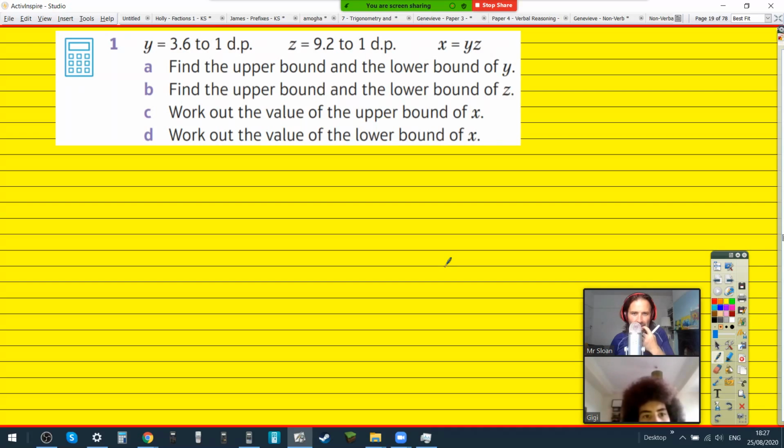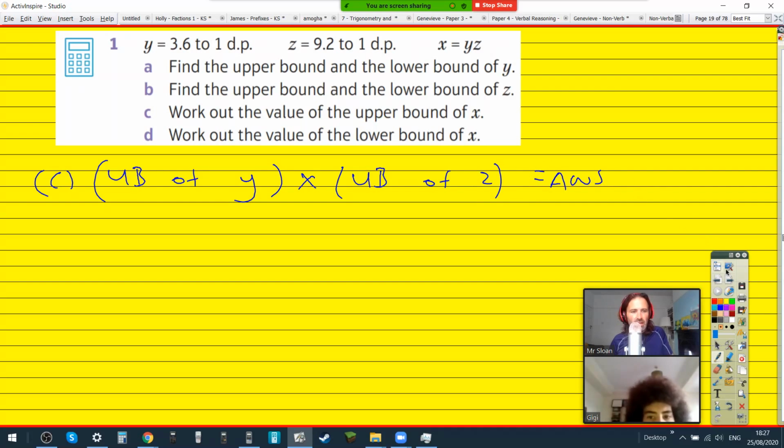Find the upper bound and the lower bound of y, and the upper bound and the lower bound of z. Work out the upper bound of x, then the lower bound of x. How would you do C? Well, you would find the upper and lower bounds of y and z, then multiply the upper bounds together and the lower bounds together. And for D it would be the lower bounds. Yeah, that'd be all right.